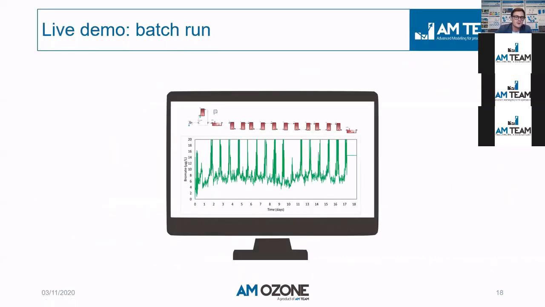So we will now go back to Giacomo, and he will go 1 level deeper with the batch now, starting to compare 2 very different waters.